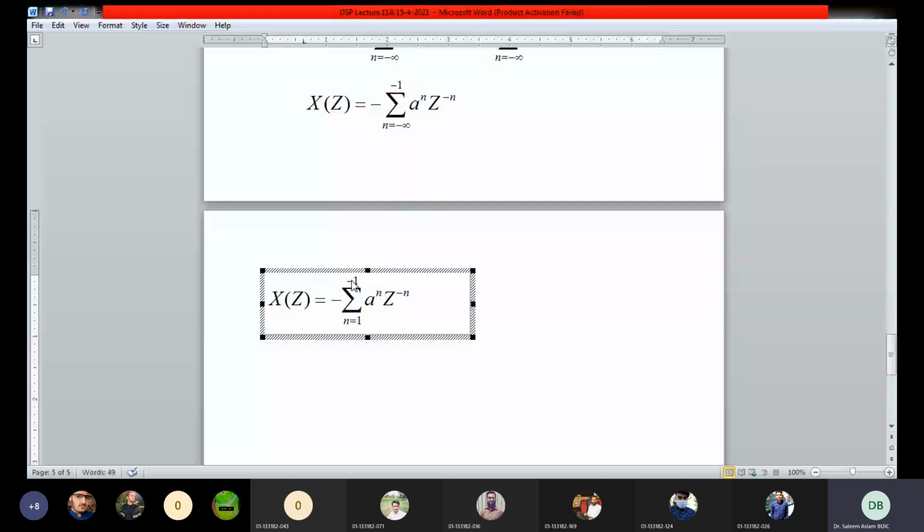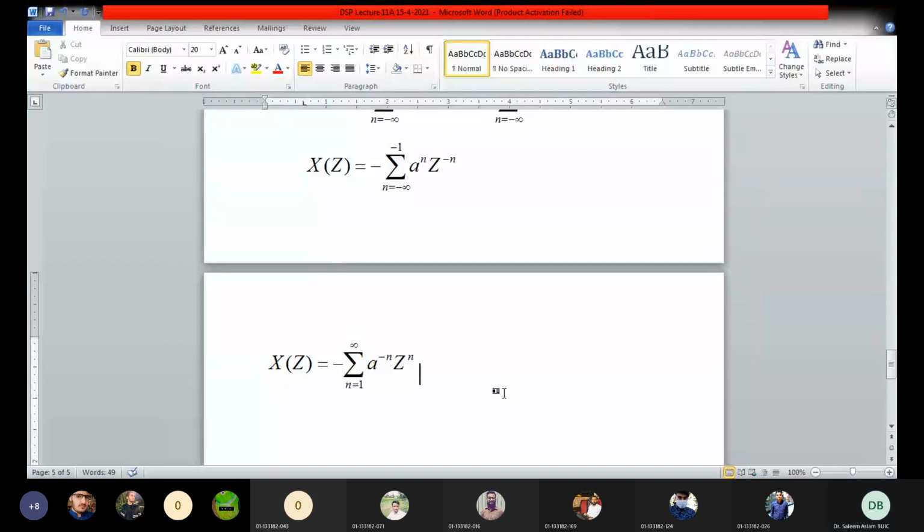We can change the limit from 1 to infinity, but I need to change the signs of this one. So if a to the power n is positive, it would become a to the power minus n, and if z to the power minus n, it would become z to the power n. That's how we change the expression. Do you agree? Yes, sir. Let me write here: reverse limit and change, so that it will be remembered.